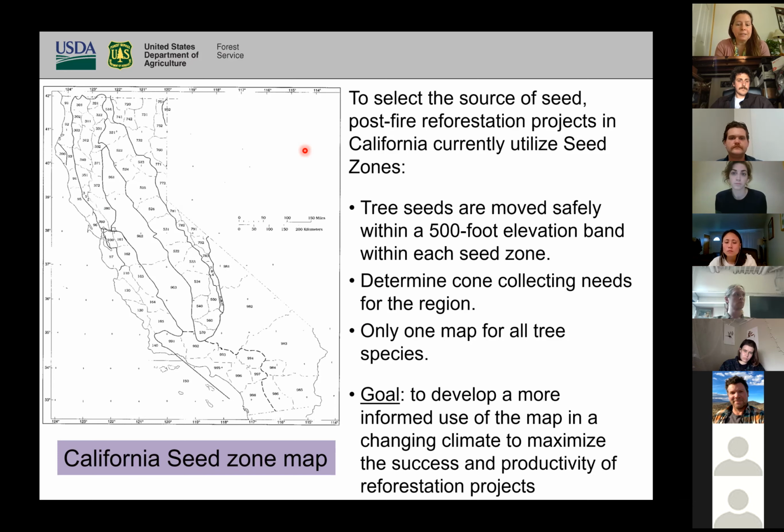And I will point out it's a map. It is a geographic thing, and it's not really set up to deal with a changing climate. It's very static. It's not flexible for changing climates at all. So how does this map work in a changing climate? And so our goal is to develop a more informed use of the seed zone map in a changing climate to increase the productivity of reforestation projects.